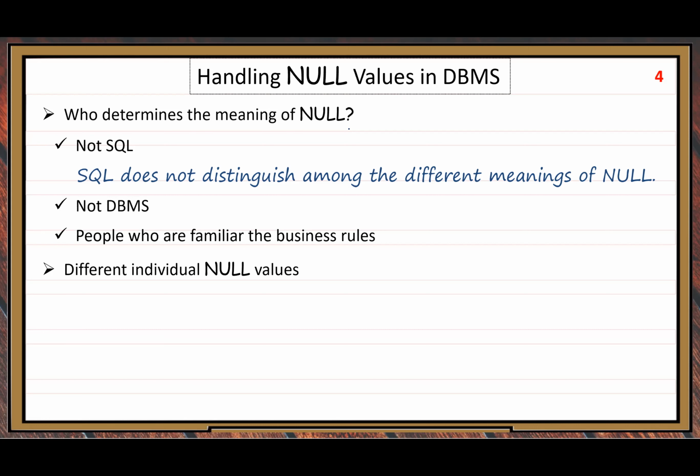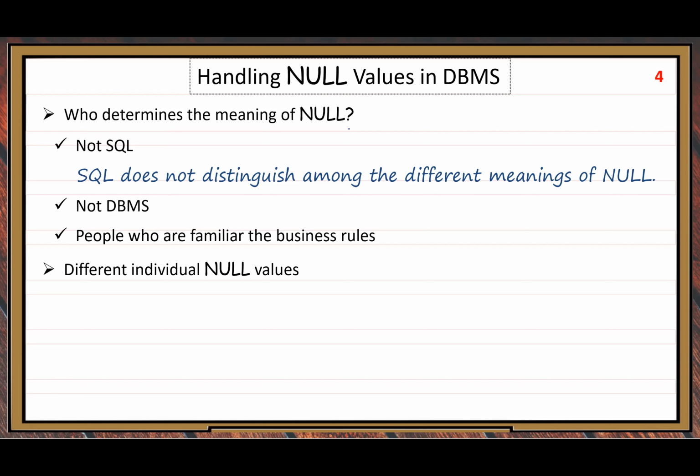Different individual null values than the first typical behavior for null values. How do we treat two null values? You may have two null values, right? Two rows, okay? For a specific field, let's consider two rows. They both take null value.